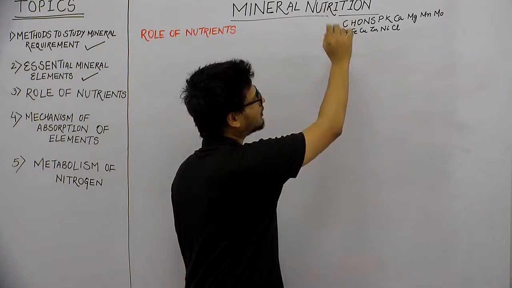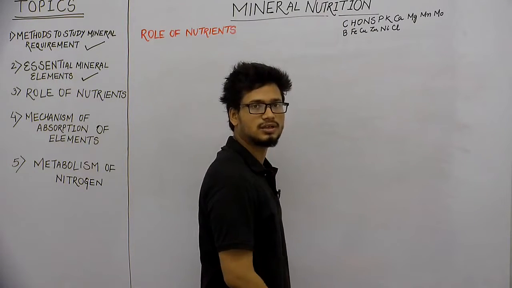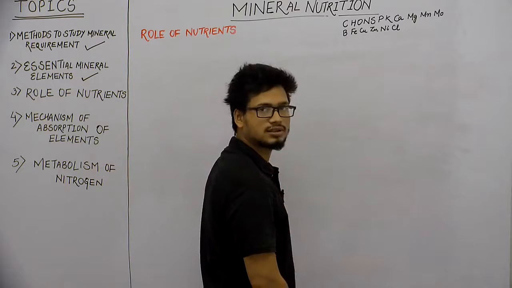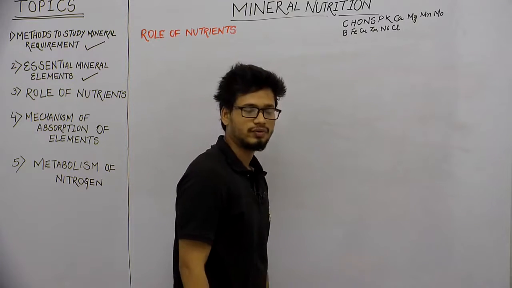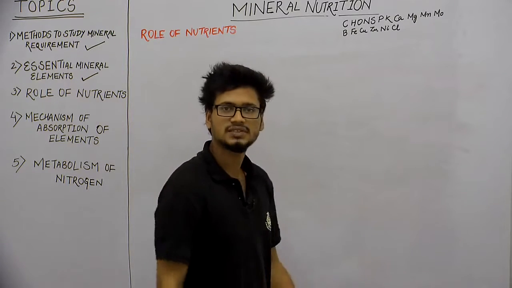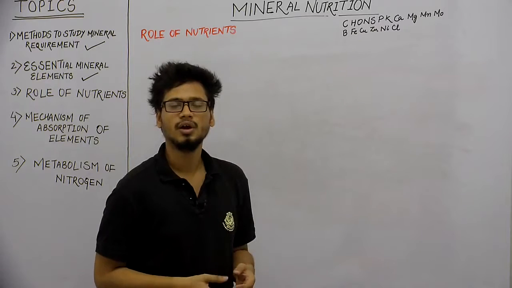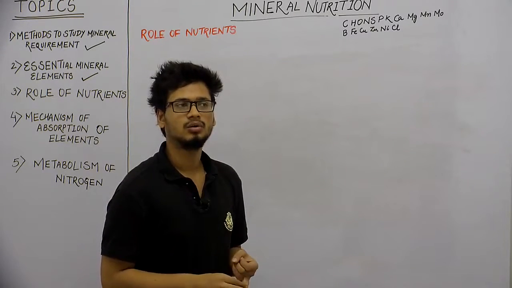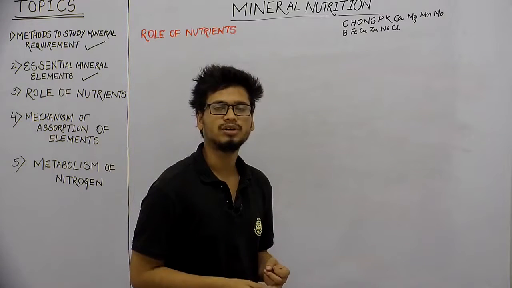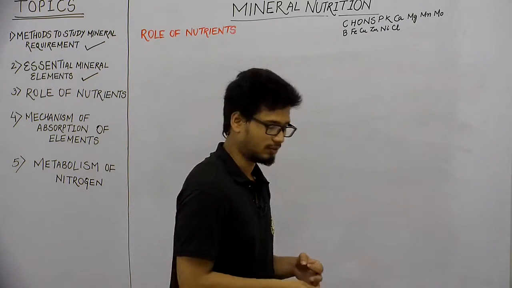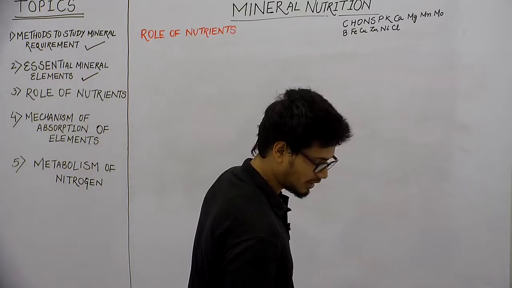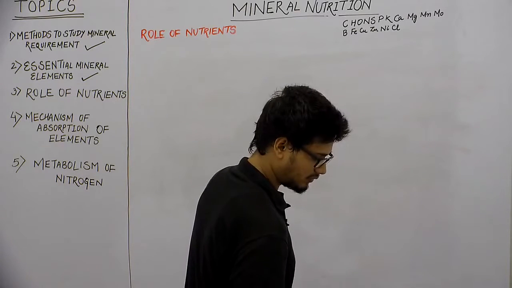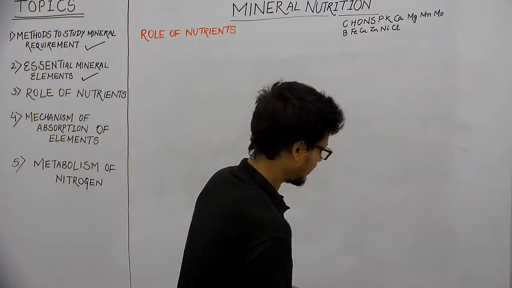We will talk about each and every one of these 17 elements. We will talk about their forms, in which form they are absorbed in the soil, where in the plant body are they required, and what their roles are, what the important functions are that they fulfill or perform. The first and the most important one which we will talk about is nitrogen.